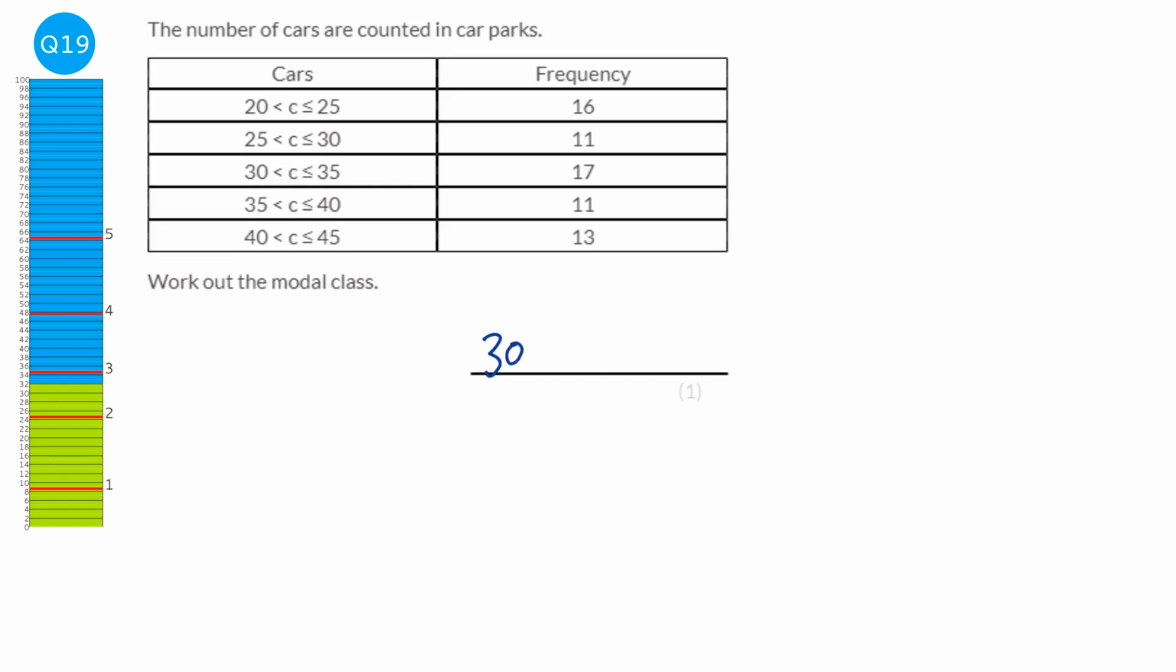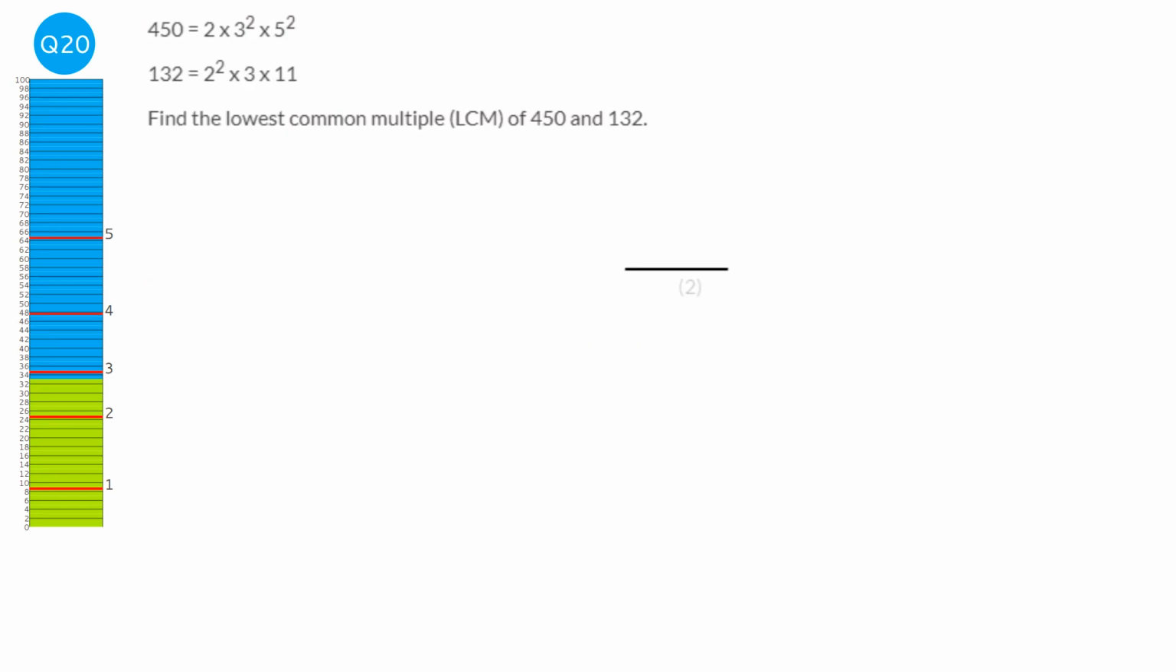Let's do that a bit nicer. 30, and then C, and then 35. That essentially means 30 to 35, but make sure you copy it down correctly from the table, exactly as it shows it in the table. This question seems a lot harder than it is.